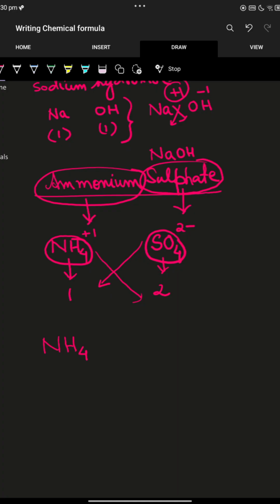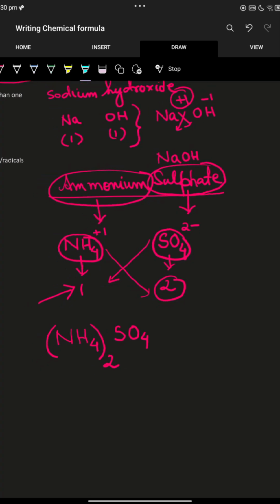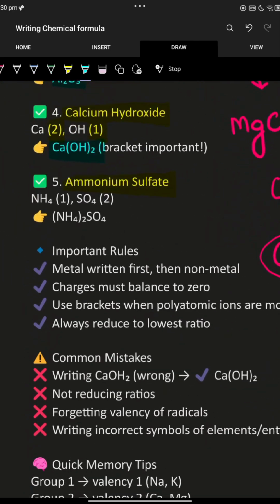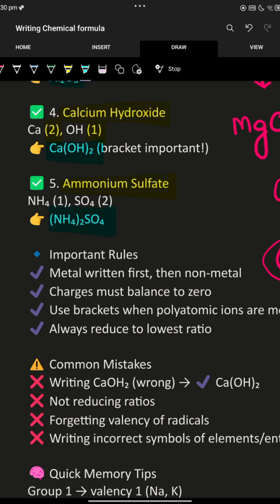Now the crisscross of the valency, ammonium will get this 2. When it is polyatomic, N is the element nitrogen, H is the element hydrogen, and it is getting 2, which is more than 1. You will use the bracket and write (NH4)2. Now sulfate will get 1. So SO4. Since this is 1, I am not giving the bracket. So (NH4)2SO4.